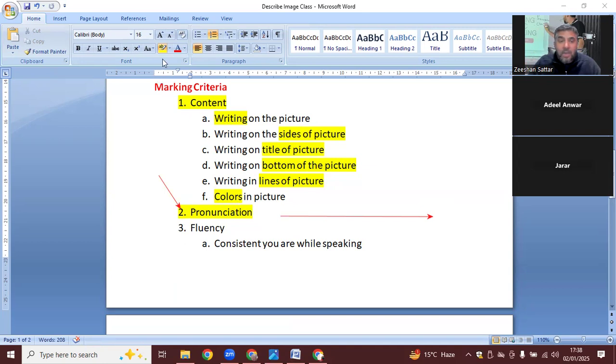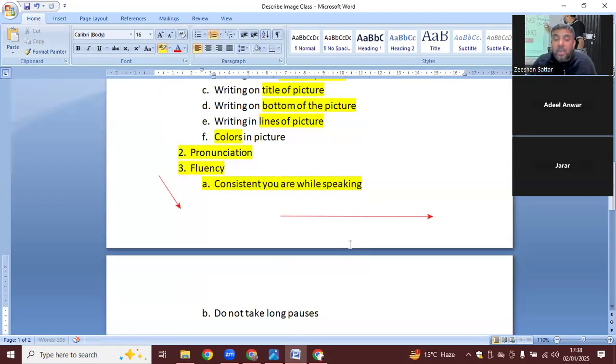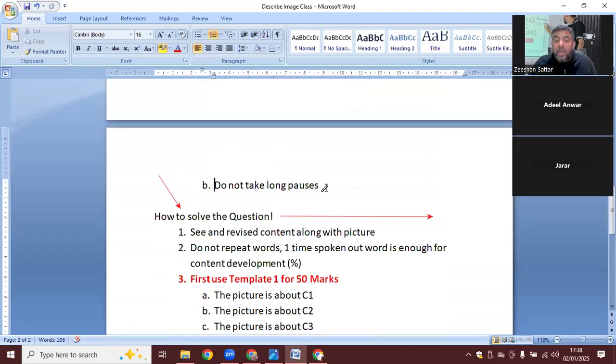And third marking criteria in describe image is the fluency. Remember, fluency does not mean to read with the speed. Fluency means you have to speak with the consistency without taking long pauses. Don't take a long pause. Yes, you can take a small pause. For an example, we take a pause on the full stop.